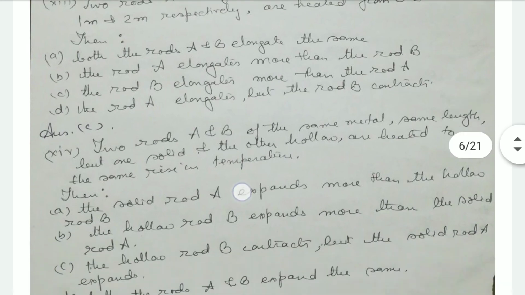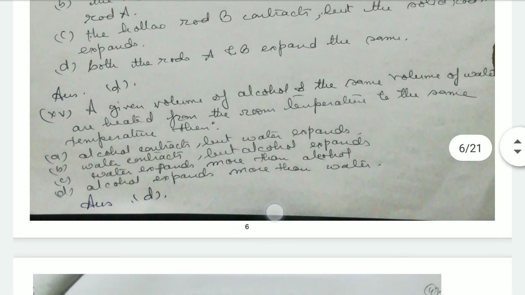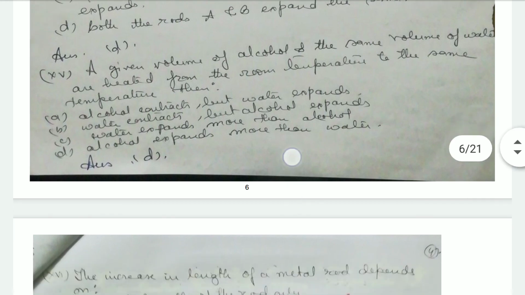Two rods A and B of the same metal, same length, but one solid and the other hollow, are heated to the same rise in temperature. Both the rods A and B expand the same. Then a given volume of alcohol and the same volume of water are heated from room temperature to the same temperature. Then what happens? Alcohol expands more than the water.